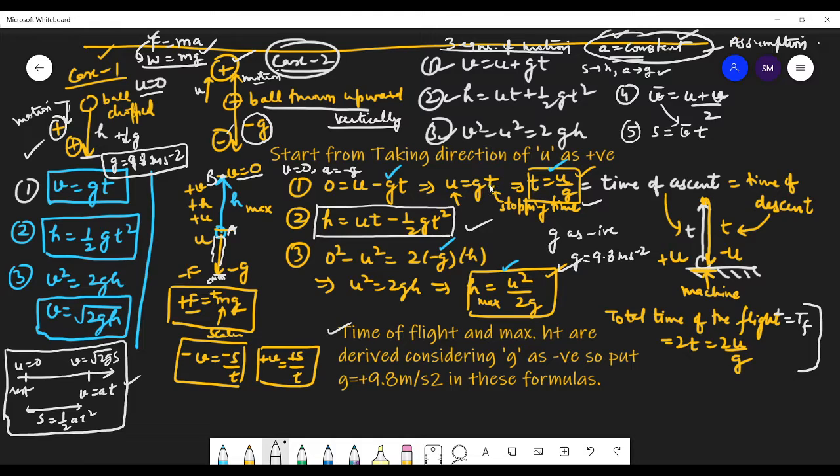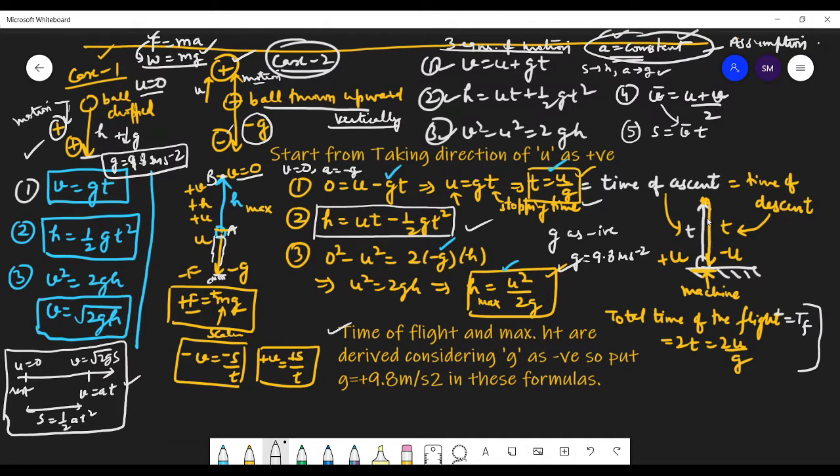So if I want a particular time of the flight, you know the initial velocity, you can tell the time of the flight. You know the time of the flight, you can tell the initial velocity, because g is constant. So t is equal to u by g. So this is the time taken by this ball.